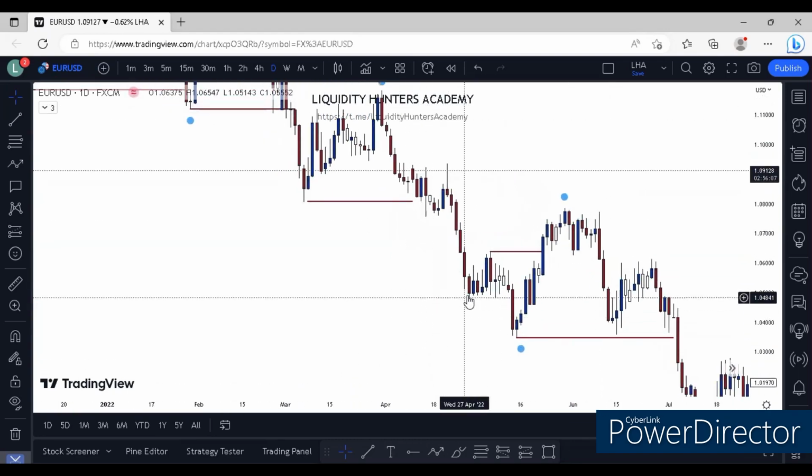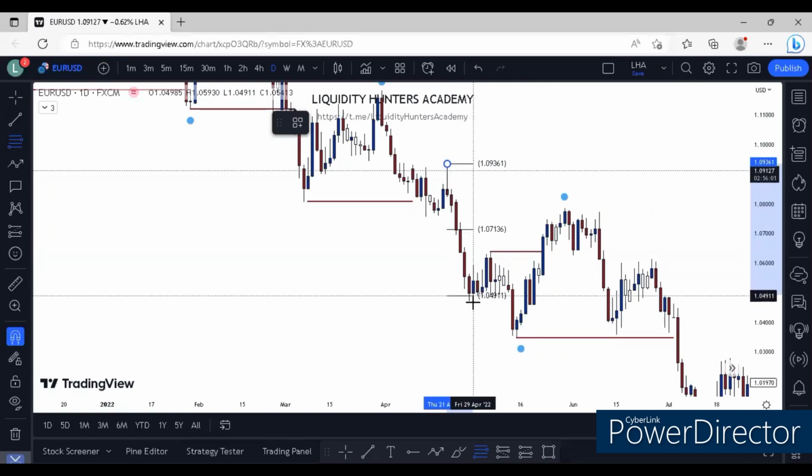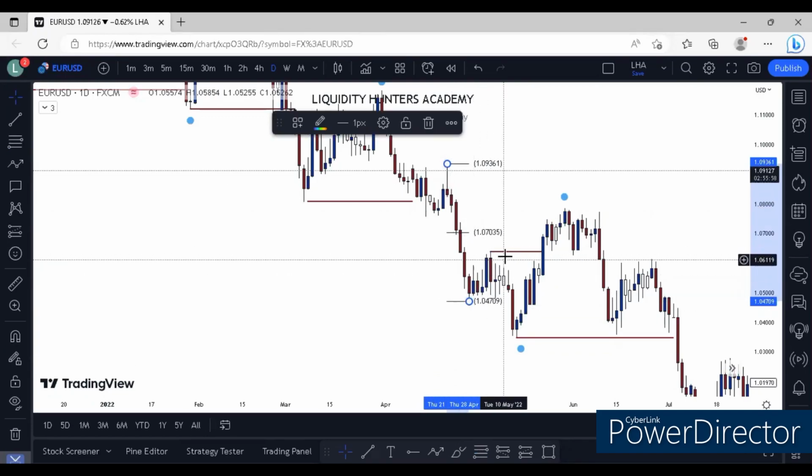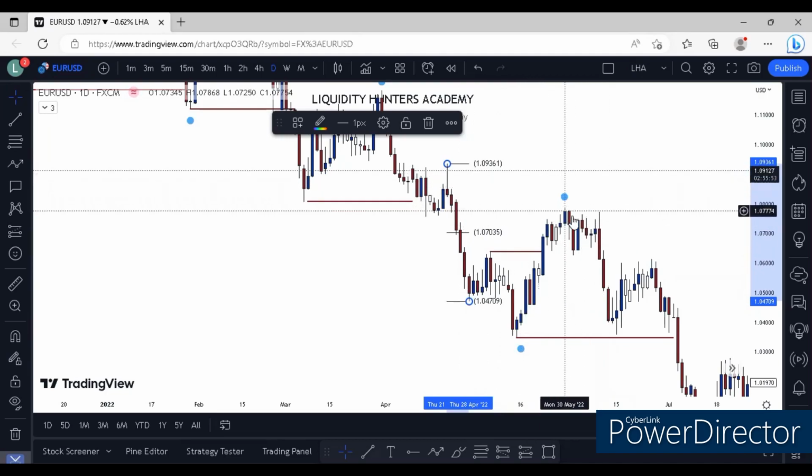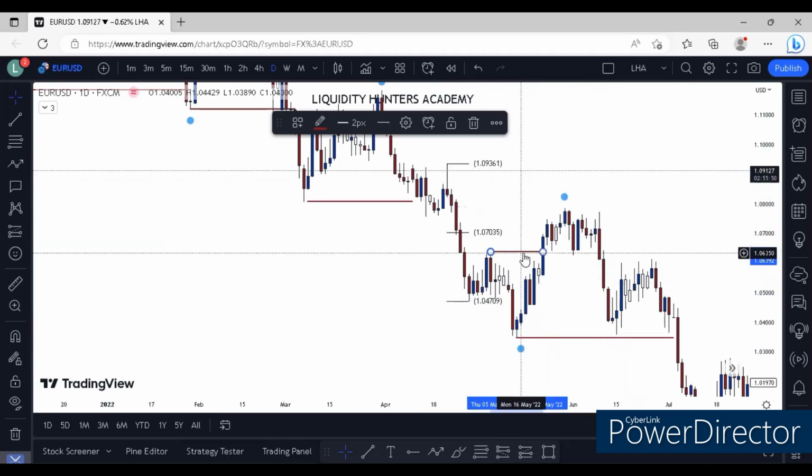If you see here, this pullback is not sufficient and it is still in a discount level. So why should price sell from here? Price needs to go back into the premium zone for us to see delivery to the downside.